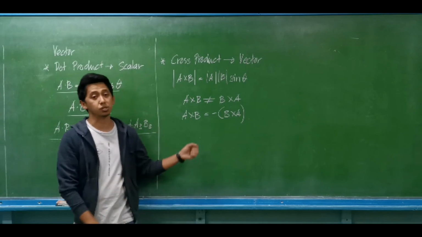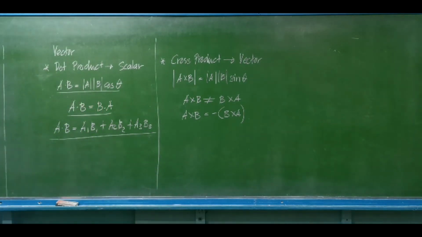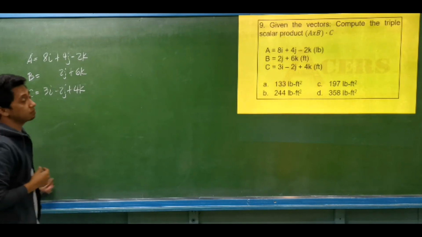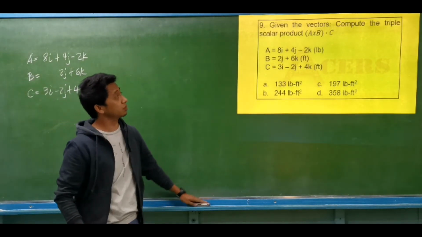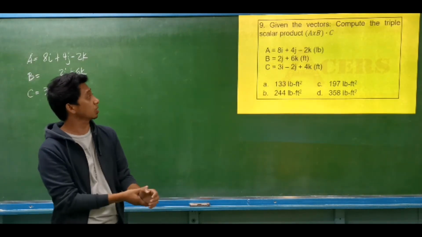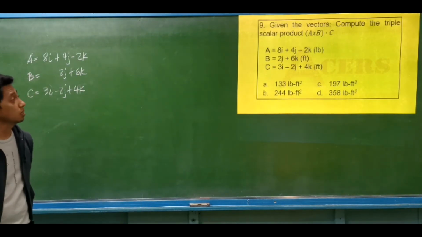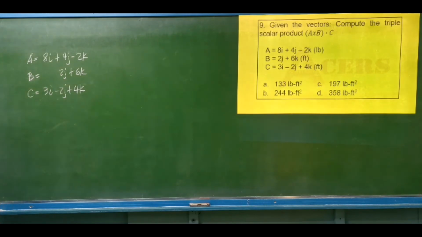So let's have an example. Given the vectors, compute the triple scalar product, that is A cross B dot C. We have A with the elements 8i, 4j minus 2k; B is 2j plus 6k; and C is 3i minus 2j plus 4k.